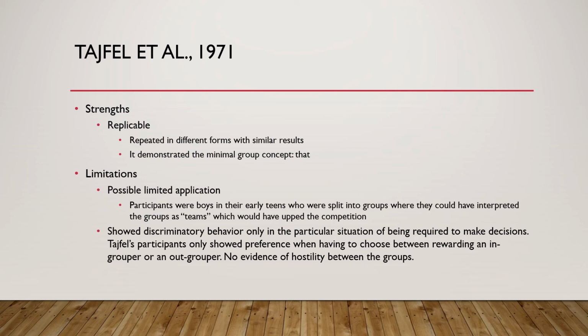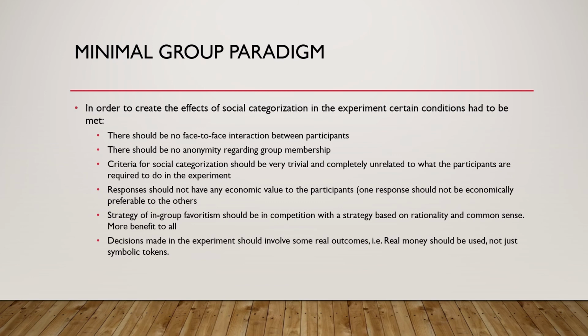So it was just that they rewarded people in their group a little bit more. So the minimal group paradigm that I talked about real quick on the last slide, in order to create the effects of social categorization in the experiment, certain conditions had to be met. So there was no face-to-face interaction. There should be no anonymity regarding group membership. There was only anonymity in the identity of the person, not group membership.